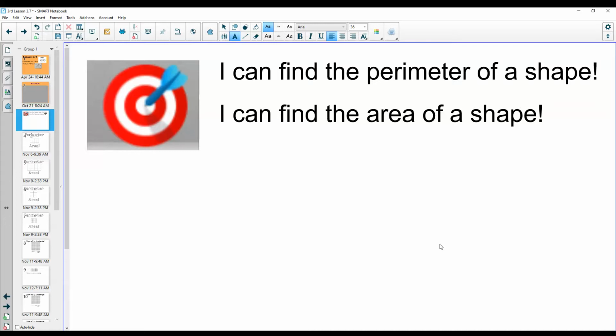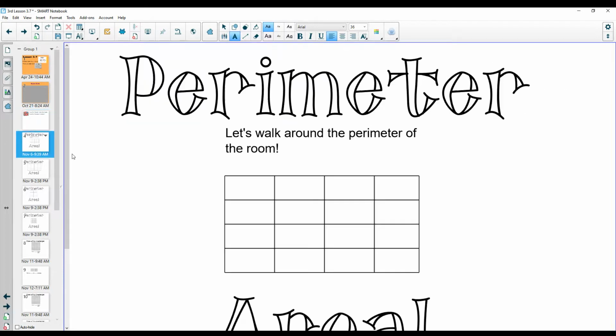Third graders, today we are doing math. Woohoo! Your learning targets today are: I can find the perimeter of a shape, and I can find the area of a shape. So think, what's the difference? Okay, let's look. I have a shape here.